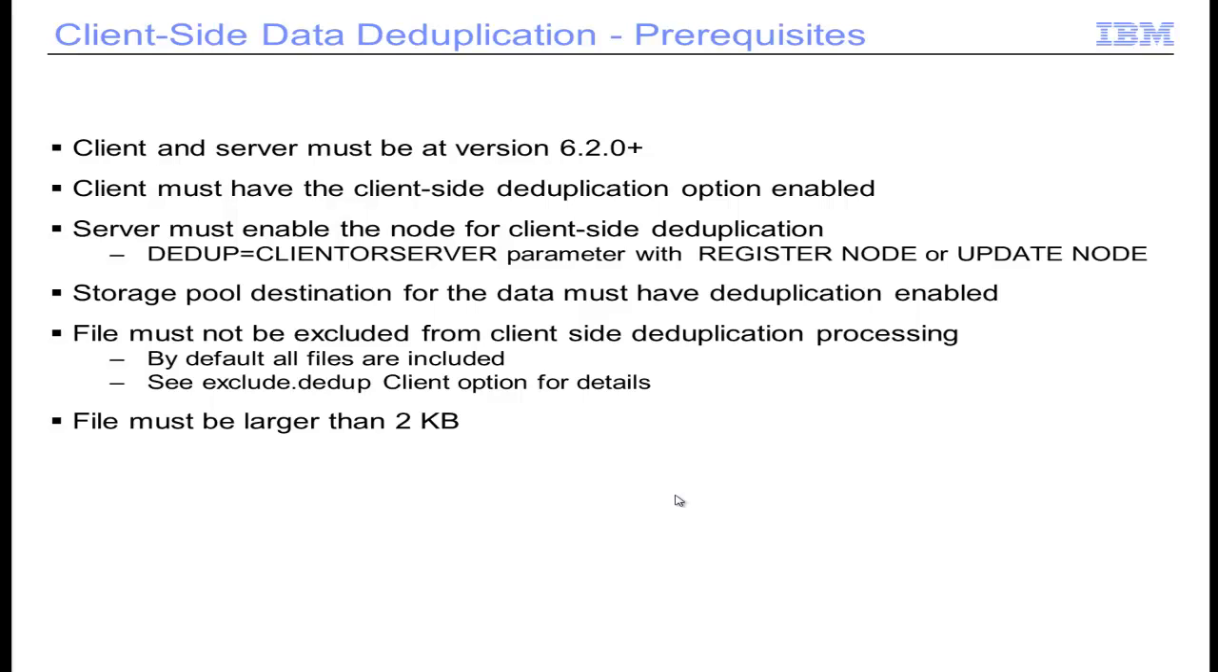The TSM server first must enable the clients to do dedupe, and then the client itself must be set up to do the deduplication as well, including, if they want, adding an include-exclude list to specify which files are deduped. If the file is smaller than 2 kilobytes, it will not be deduped. It won't even be a candidate.